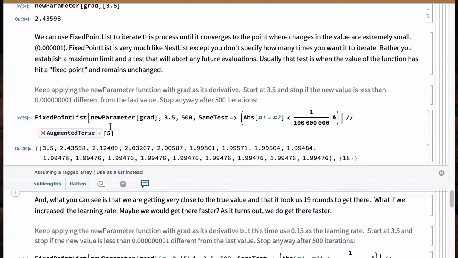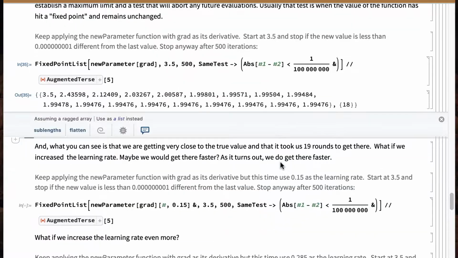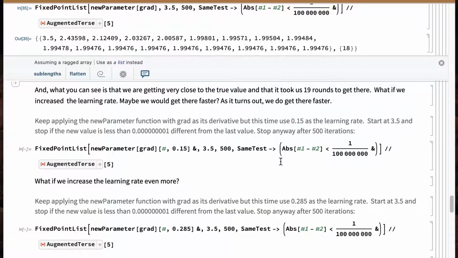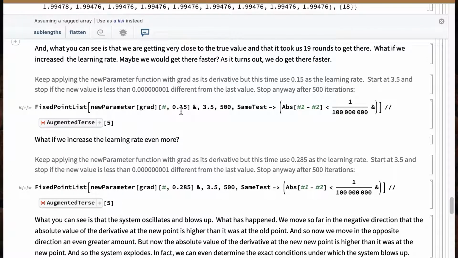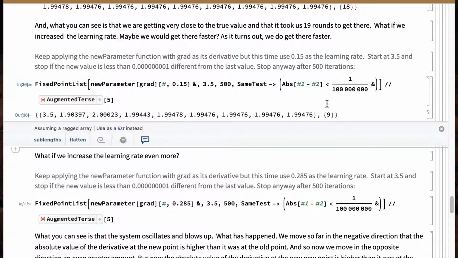All right, so let's actually run fixed point list on our new parameter function starting at 3.5 on the mountain. And it looks like we converge at very, very close to 2. And it took us 18 iterations to get there. All right, well, good. But maybe if we changed the learning rate, we could get there faster. Maybe I was taking baby steps, and I should have been taking banana steps. So I've changed the learning rate here to 0.15. Everything else is the same. And yeah, I got there in 9 steps.